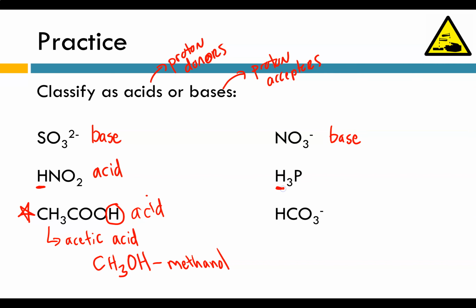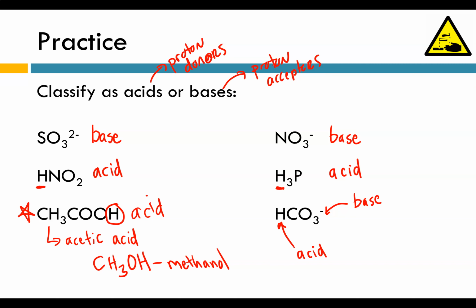H3P, I see those hydrogens up at the front. Those are donatable, so I've got an acid. HCO3-. Well, that minus sign makes me think that this could be a base. But I also have that lead hydrogen, which makes me think this could be an acid. This is an example of what we call an amphoteric substance. It can behave as both an acid and a base. So really, whatever you wrote down for this, as long as you didn't leave it blank, you were at the very least half correct.